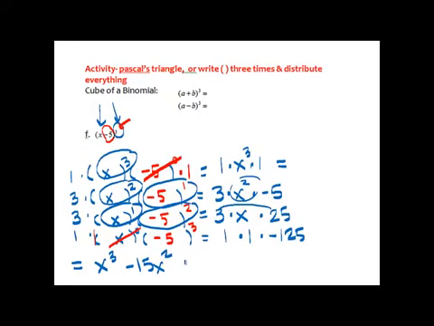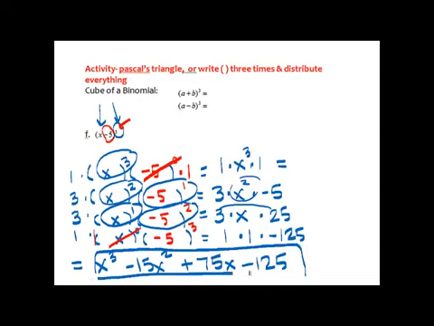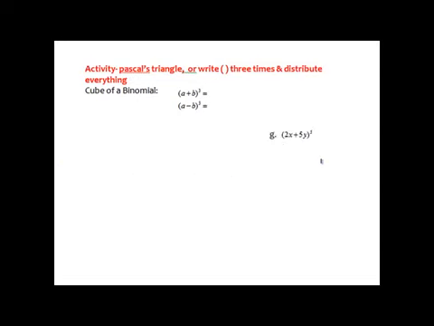3 times 25 is 75, and then there's an x to the first there. And then 1 times negative 125. Same answer, different method. All right, we're going to try one more.